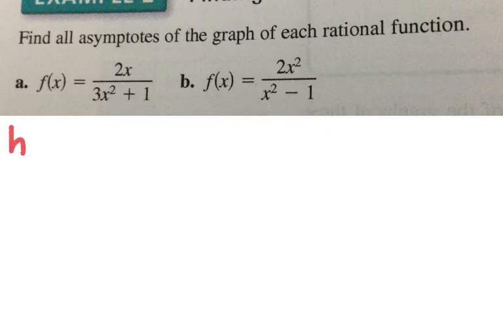So let's go through our list. First, we're going to be looking for any holes. So do I have any common factors in the numerator and denominator? I do not. So that means there are no holes.